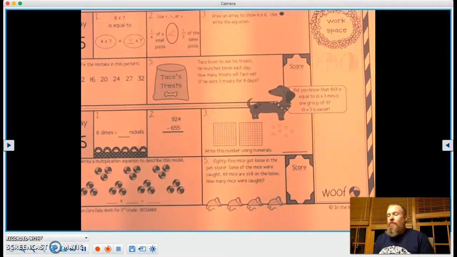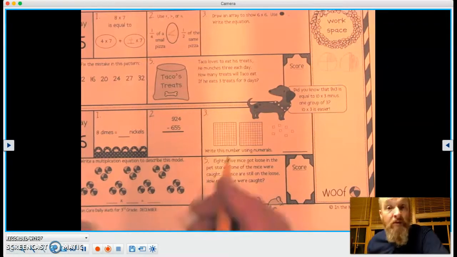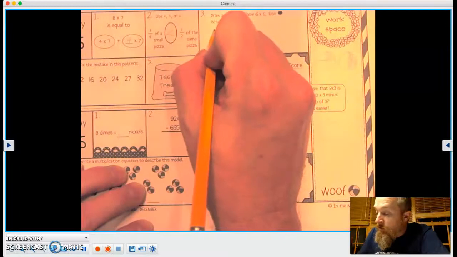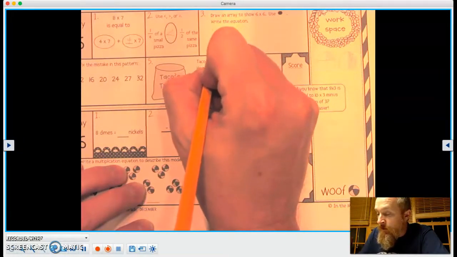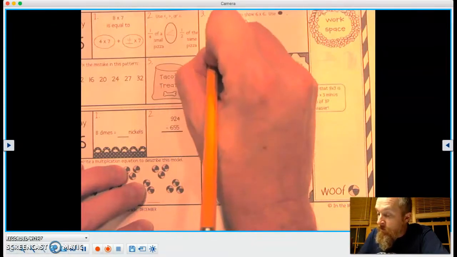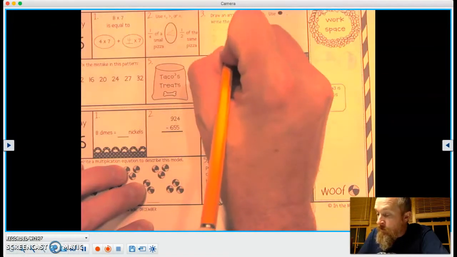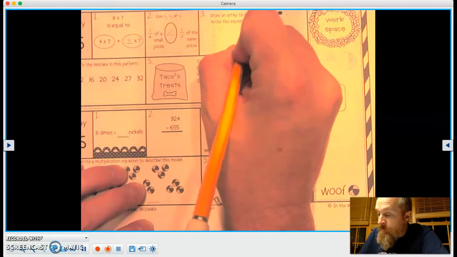Okay, draw an array to show 6 times 6. Use dots, write the equation. So we're going to go 1, 2, 3, 4, 5, 6. 1, 2, 3, 4, 5, 6.